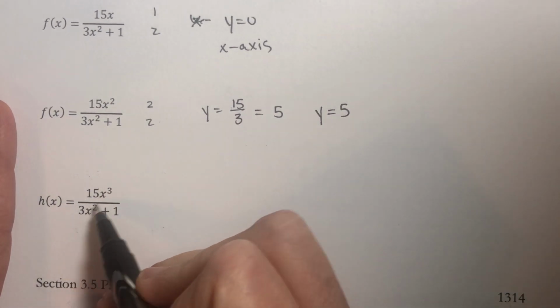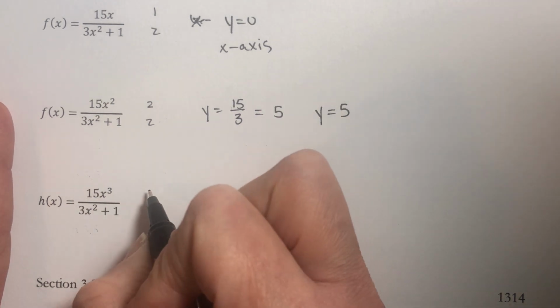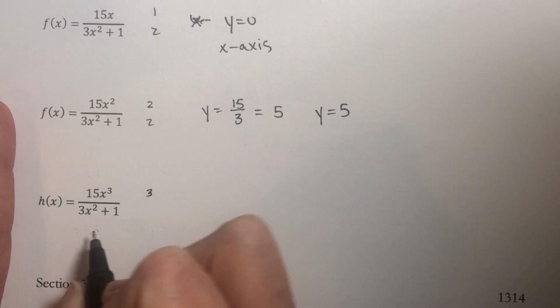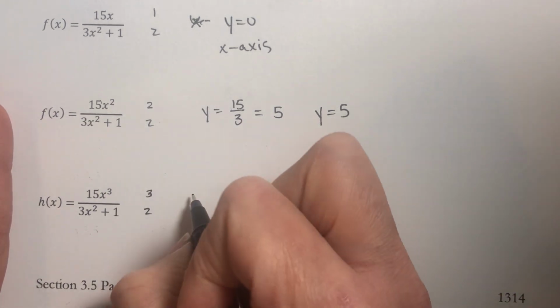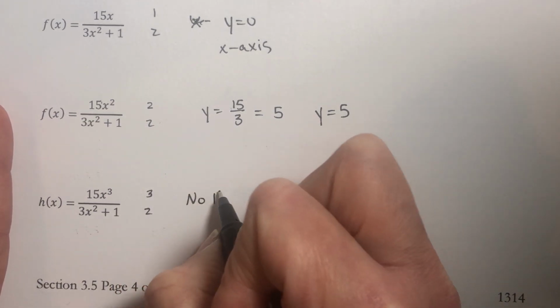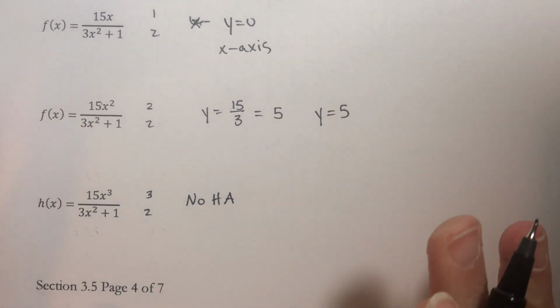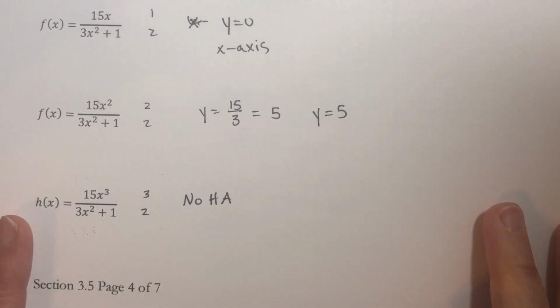Right here, the degree of the top is 3. The degree of the bottom is 2. This is an improper fraction. We have no horizontal asymptote. We may have a slant asymptote. We'll talk about that later.